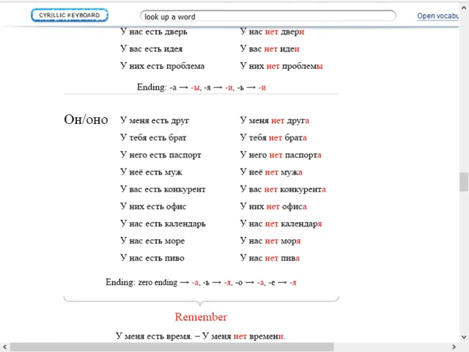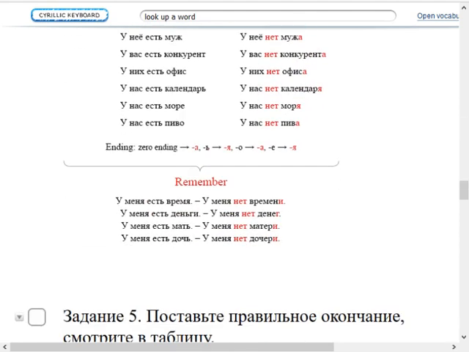I'm still trying to figure out the thing with dacha. I don't understand how dacha fits into this or why dacha became dachi.